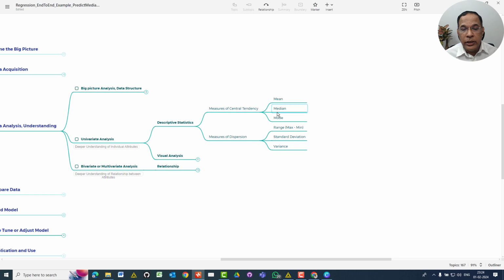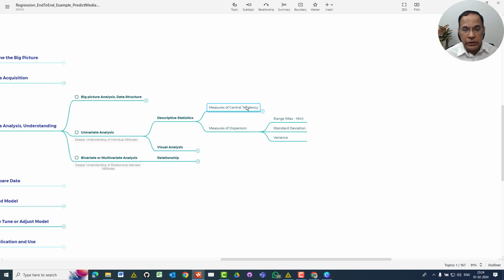is the average. Median is the midpoint of the data set. Mode is the most frequent value that's occurring, right? Now together these will quickly help us understand, hey, what's the most common age of the house or whatnot, right? Whatever parameter you're trying to analyze. So that's our measures of central tendency.